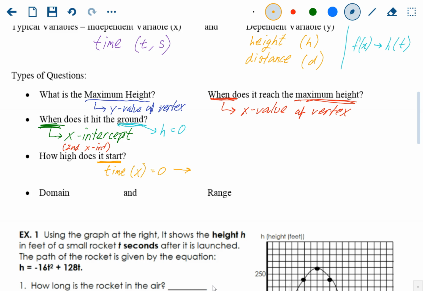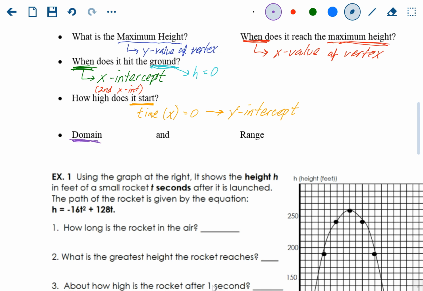Start is a time. It starts at time 0. When x is 0, that's your y-intercept. So again, all these pieces correspond to pieces of a graph or pieces of the parabola.